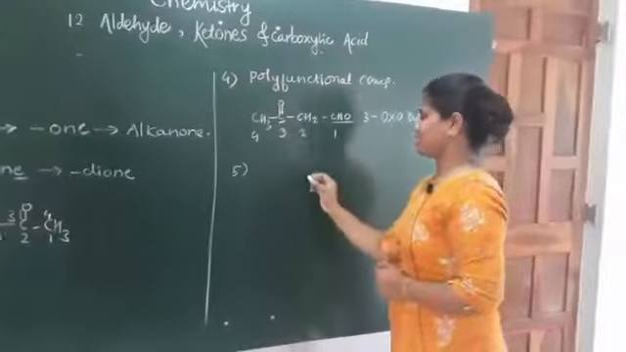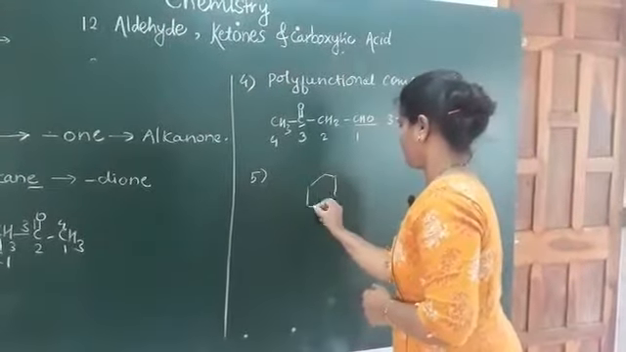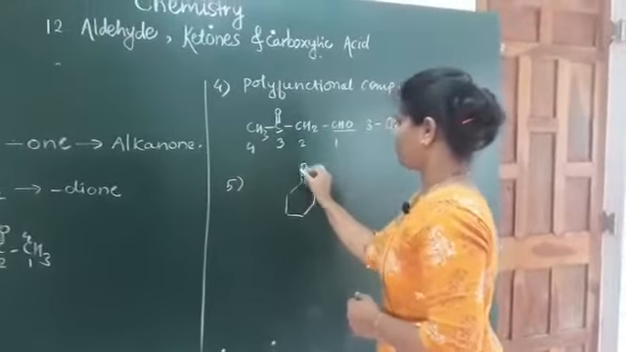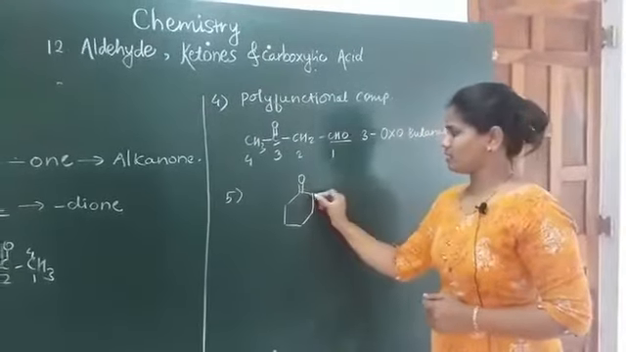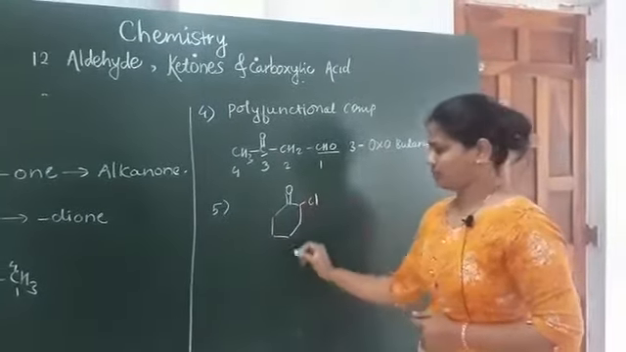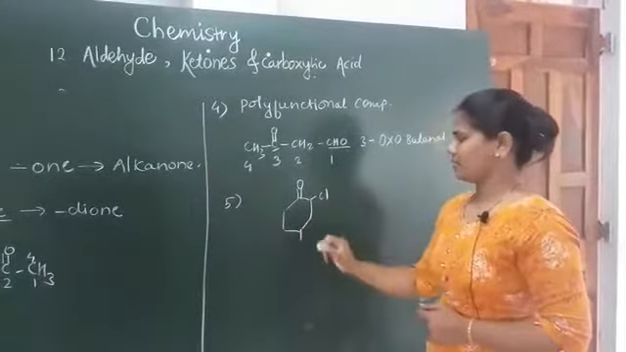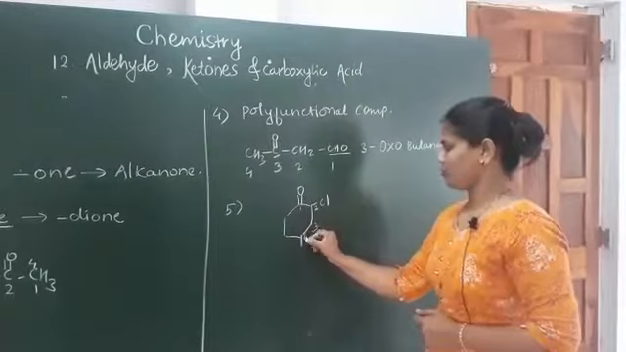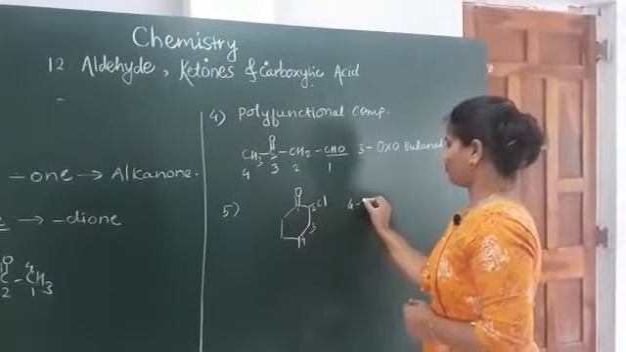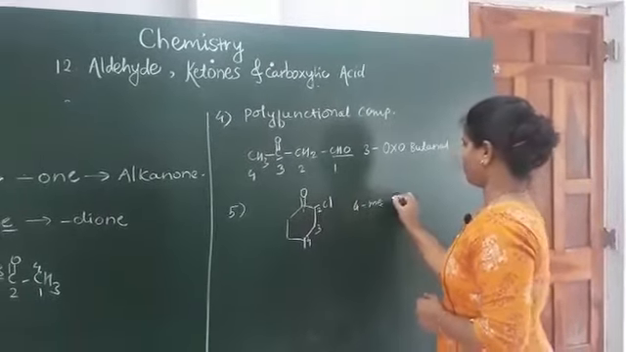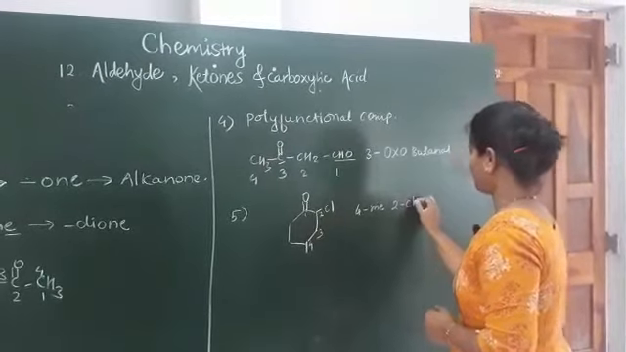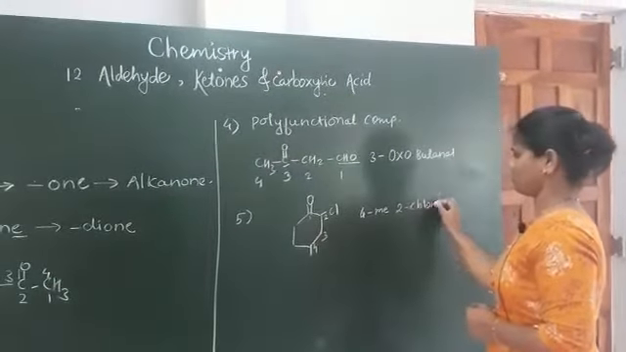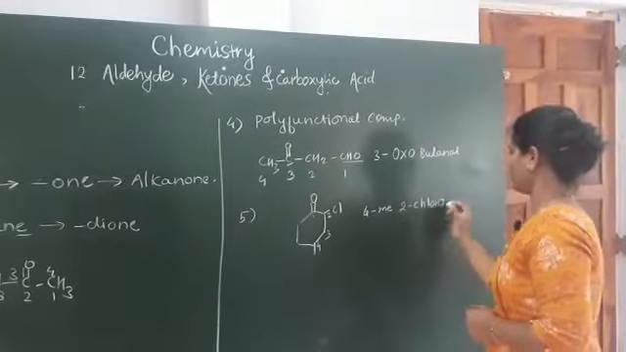One more rule is given, that is the fifth one. When an alicyclic ring is given, at that time the ketonic group is always numbered as 1. Now see this example. In this example, this is 1, 2, 3 and 4. Then the name is 4-methyl 2-chloro cyclohexanone.